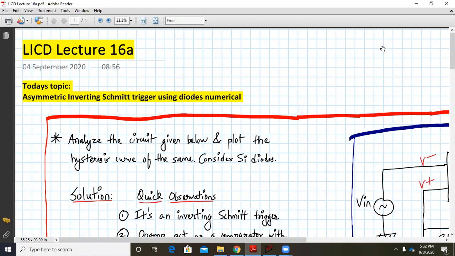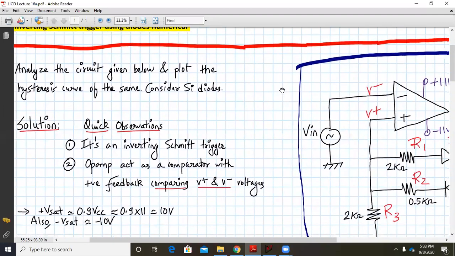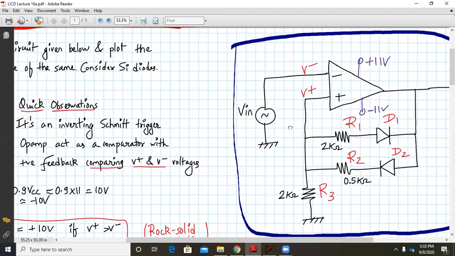Today's topic is the asymmetric inverting Schmidt trigger using a diode. We will be solving one numerical on it. We have to analyze the given circuit and plot its hysteresis curve. We have to consider the silicon diode.